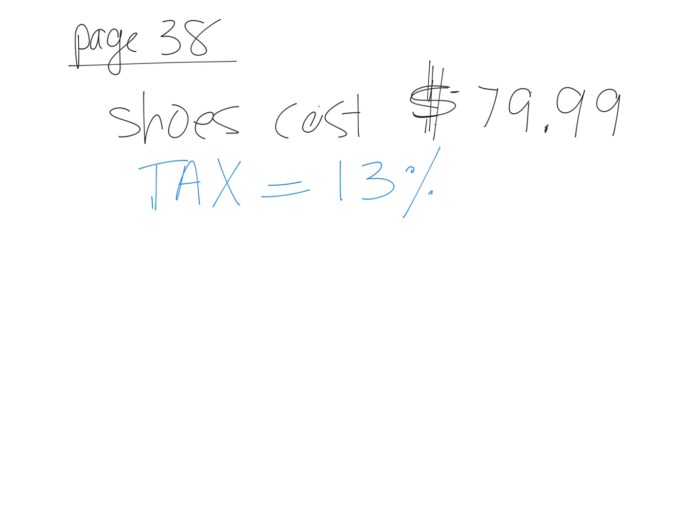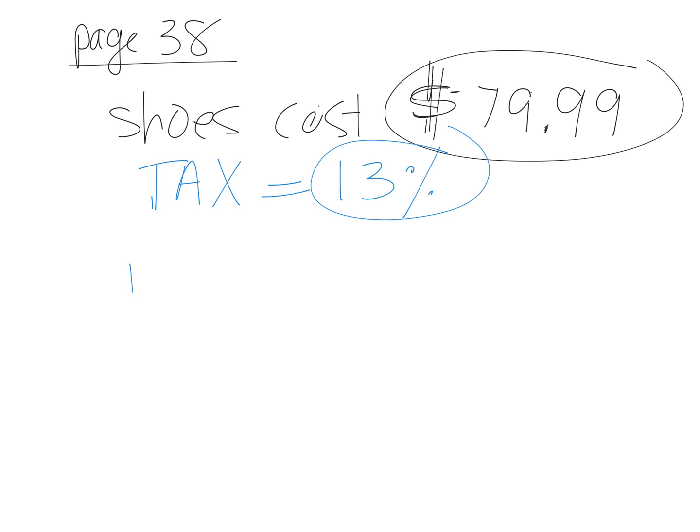So the shoes are $79.99 regular price. But you know when you go to the cash register, it's going to be more than $79.99 because in Ontario we have to pay 13%. Now we're paying 13% of the price of the item you're buying.